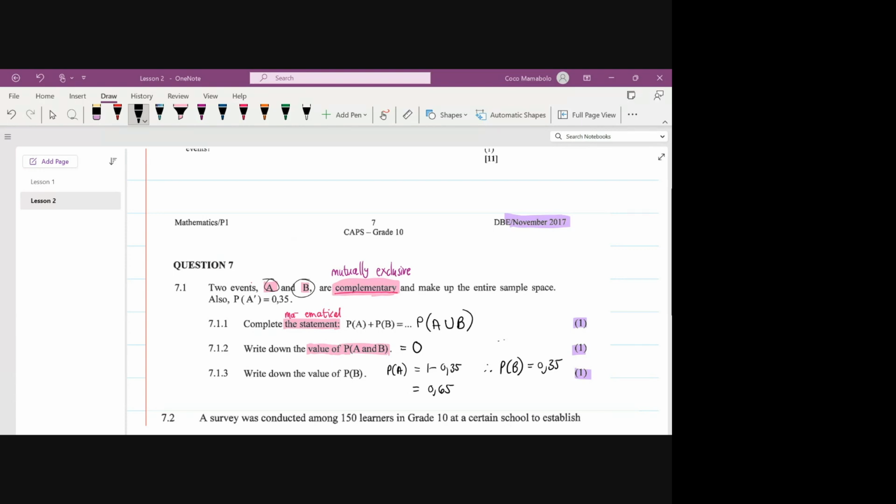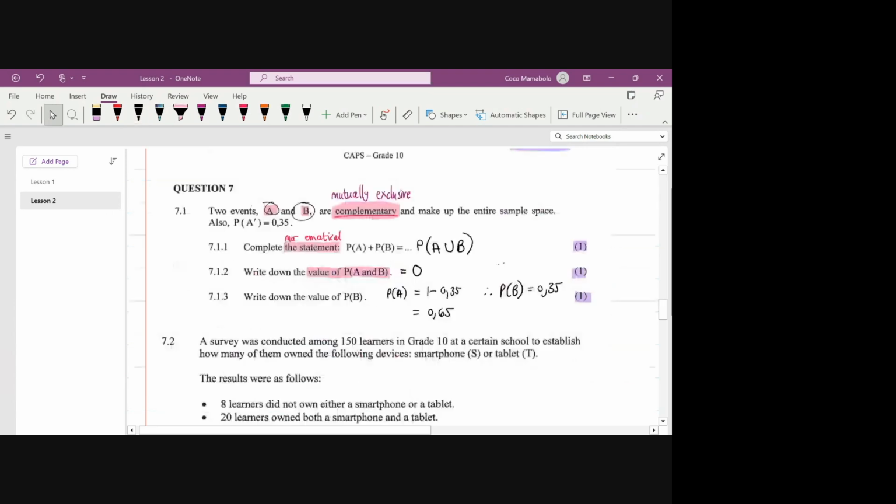Excellent. Good stuff. All right. Perfect, perfect, perfect. All right, let's look at the next one. Everybody's going to have to draw a Venn diagram, so let's get used to it.